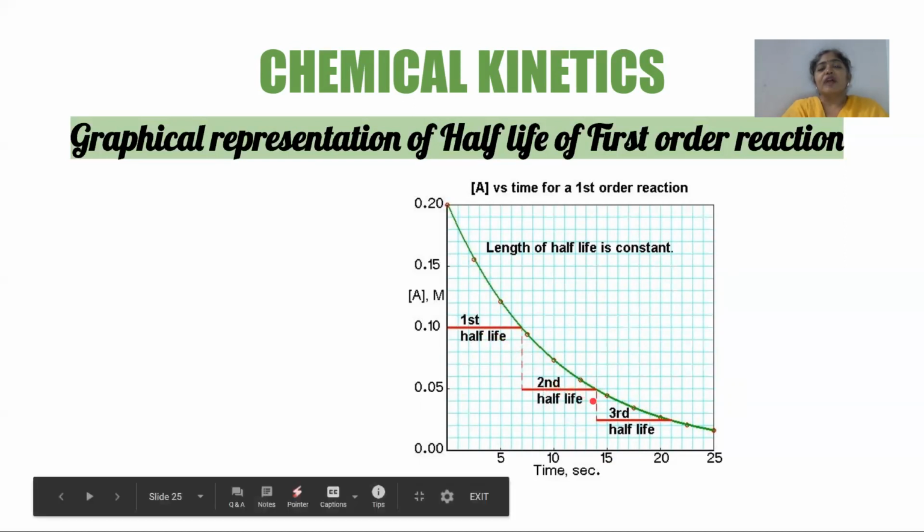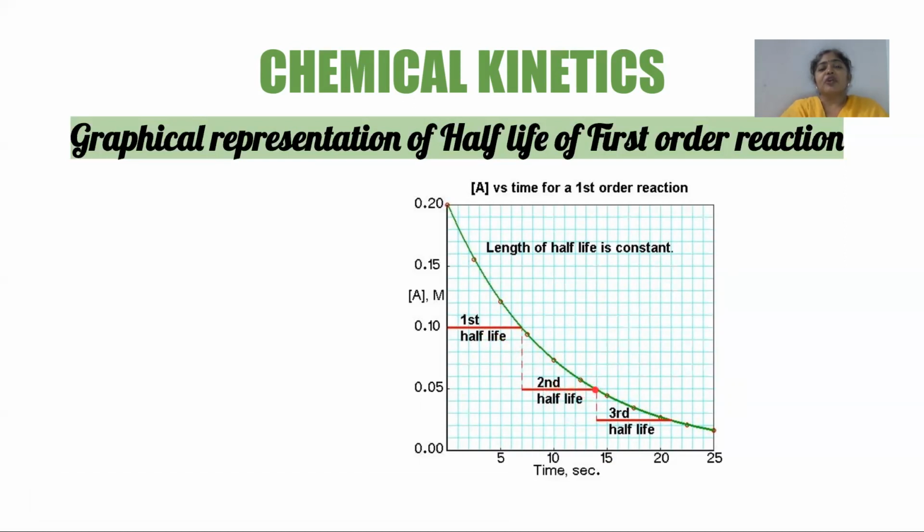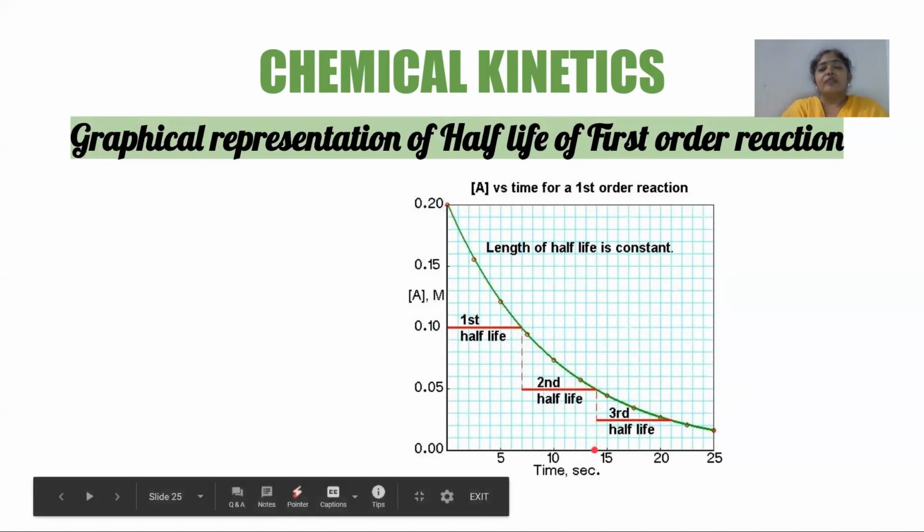Similarly, when you see the third half-life, initial concentration is 0.05. At that time, the time is 14 seconds. Now, when you go from 0.05 to half of its value, that means roughly around over here, that is 0.025. Okay, so at this point of time, you can see the time required comes to 21. That means from 14 seconds, it has gone up to 21 seconds to reduce to half its original concentration. So the third half-life again is 21 minus 14, that is 7 seconds.